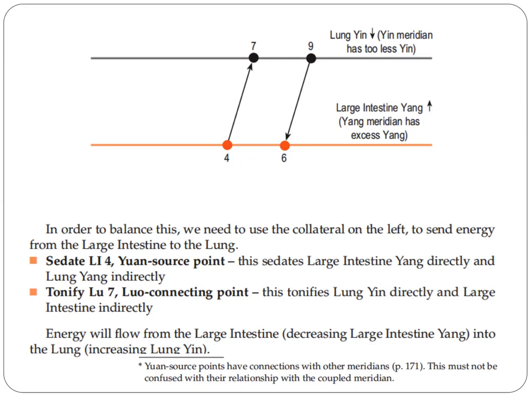Energy will flow from the large intestine, which is decreasing large intestine yang, into the lung, which is now an increasing lung yin. Okay, so yuan source points have connections with other meridians. This must not be confused with their relationship with the coupled meridian. Okay, so lung yin is decreased. That means the yin meridian has less yin. Large intestine yang is increased. The yang meridian has excess yang.